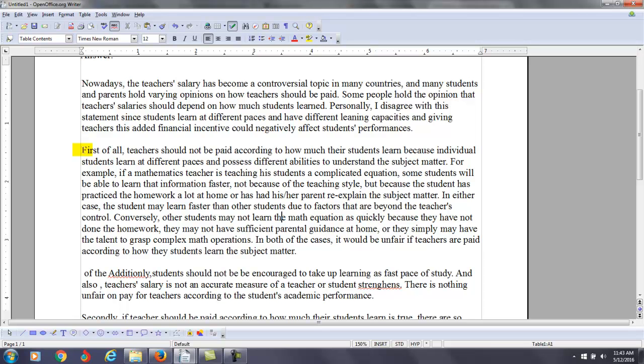Conversely, other students may not learn the math equation as quickly because they have not done the homework, they may not have sufficient parental guidance at home, or they simply may not have the intellectual ability to grasp complex math operations. In both of these cases, it would be unfair if teachers are paid according to how their students learn the subject matter.